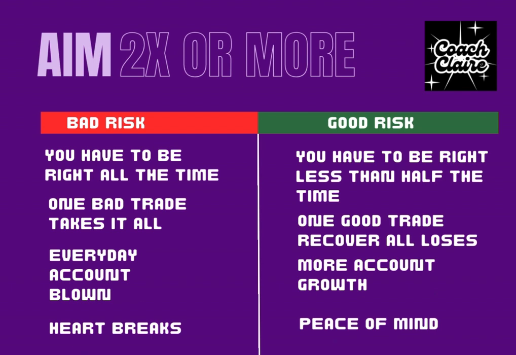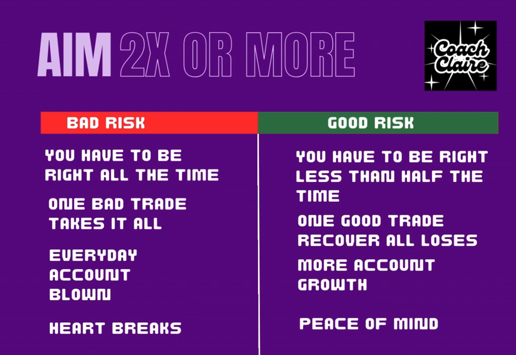For good risk, you have to be right less than half the time, right? You have to be right less than half the time. Just like I explained, if you lose 6 trades, you only lose $60. If you win 4 trades, you've won $80. So less than half the time you have to be right. But when your risk is bad, you always have to be right, because anytime you're wrong, it takes away all your weeks or months of profit. For a bad risk, one bad trade takes it all.